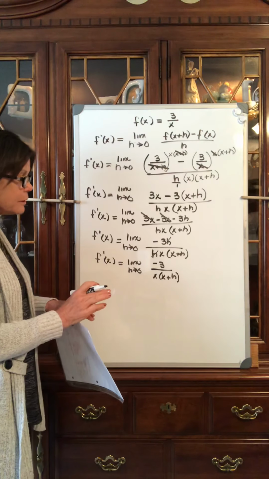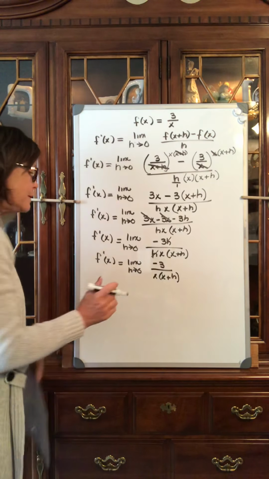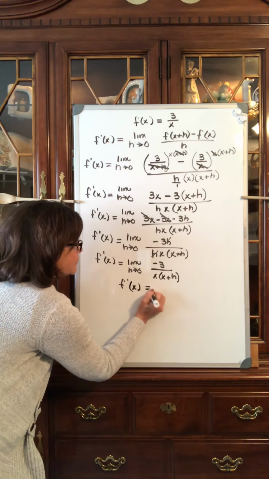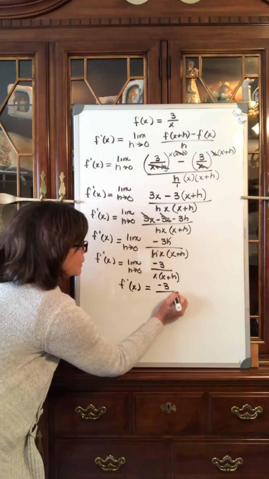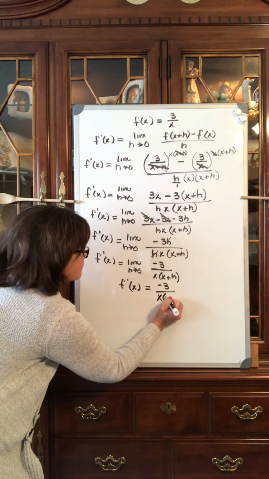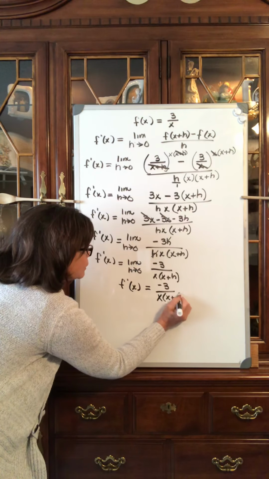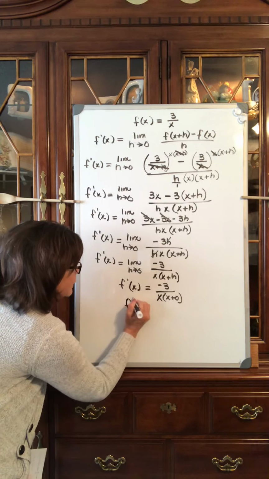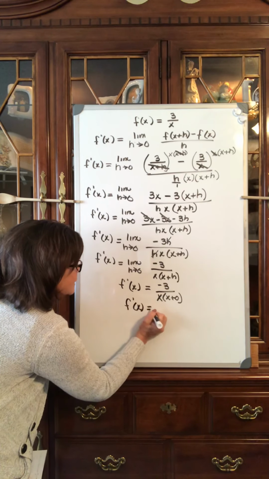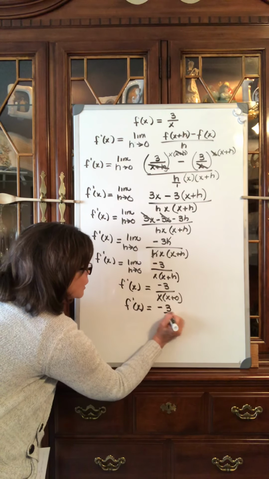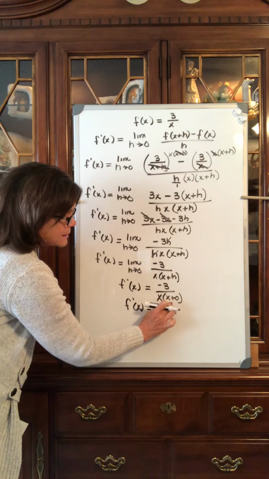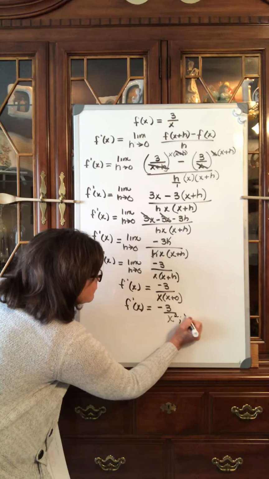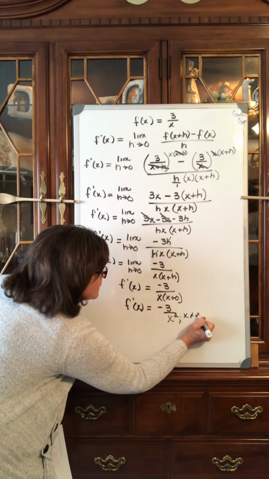Here's where you drop out your limit notation and replace h with 0. So the first derivative, f prime of x, is equal to negative 3 over x times x plus 0. So f prime of x is equal to negative 3 over x times x is x squared, and in our first derivative, x cannot equal 0.